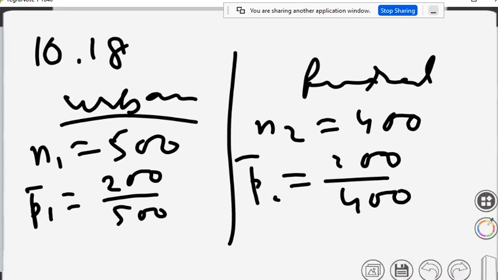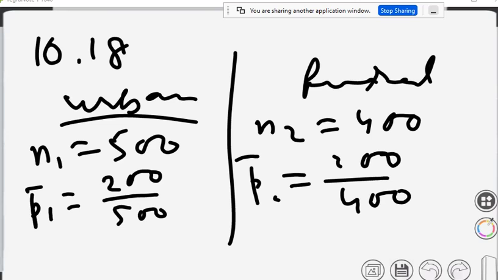Obviously, as you can see, there are two different things given, urban and rural areas. So it is a comparison of proportion. I already sent you the note regarding the comparison of proportion. I think I have sent you, it's a difference between two population proportions. So we'll be using that. So here is a comparison.